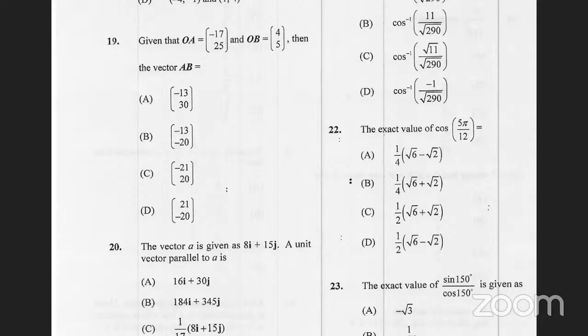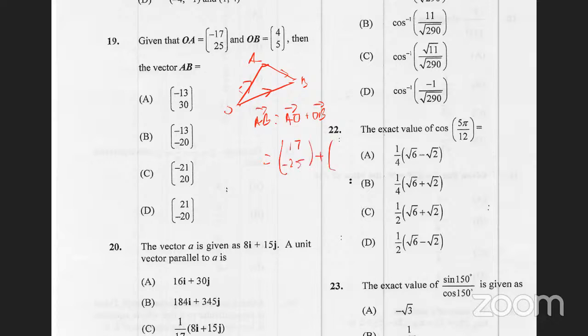19. Given that OA is that and OB is that, find AB. So you have to remember your little diagram here. O to A to B, right? AB will be equal to A to O plus O to B. Right? A to O, we just change up the sign. So that's 17 minus 25. O to B, 4 to 5. So that is 21 minus 20. We good to go? That's dog.